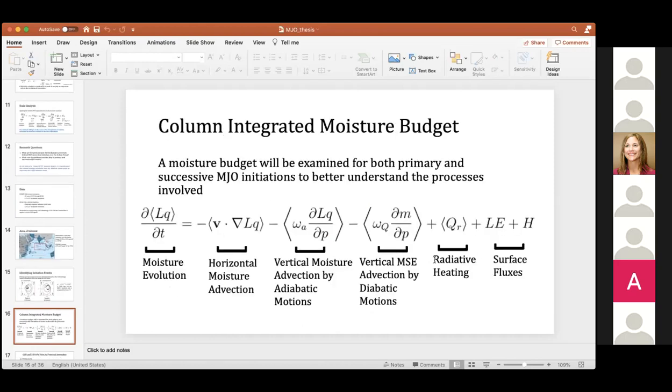So again, just to look at the moisture budget again, because we are going to be looking at plots of each of these terms. All these plots will be a column integration. So again, we just have our moisture evolution, horizontal moisture advection, the vertical moisture advection by adiabatic motions, which I'll just refer to as adiabatic processes, the vertical moist static energy advection by diabatic motions, which I'll just refer to as diabatic processes, the radiative heating, and then our surface fluxes, LE and H, are going to be looked at together. So you will be looking at the sum of the surface fluxes instead of individually.